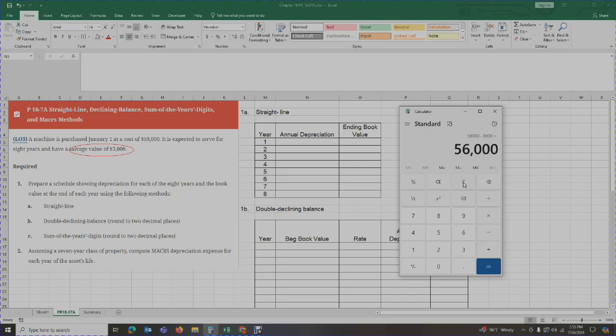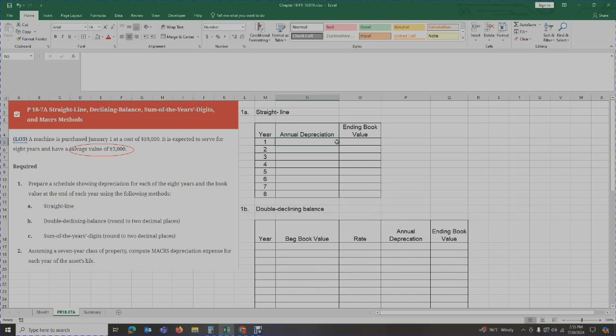And I'm going to divide that by the useful life. In this case, it is 8 years. So my annual depreciation will be $7,000 per year. That will be for every year, the same amount every year. I'm going to put that in because I am using Excel. I just copy and paste that down, $7,000.